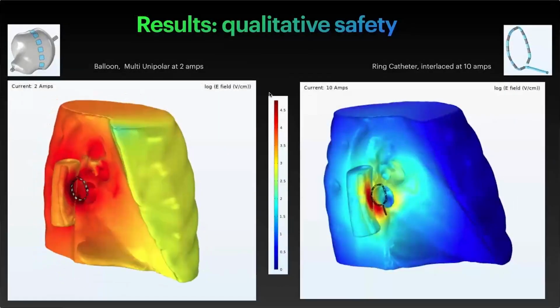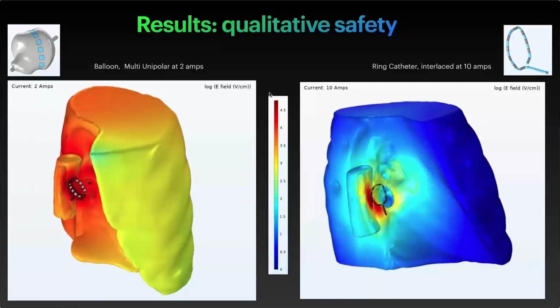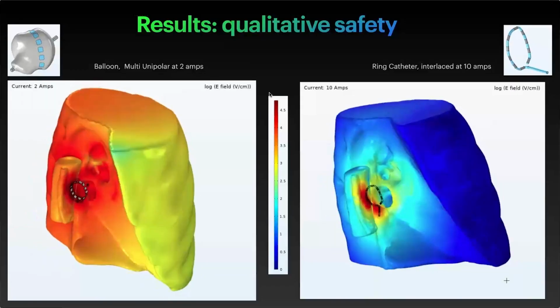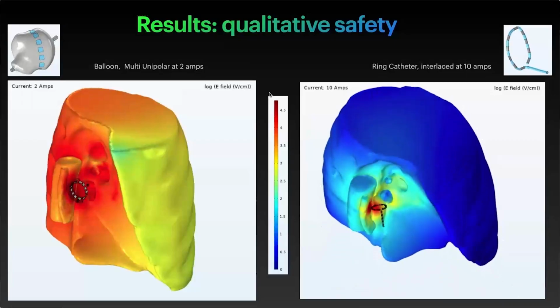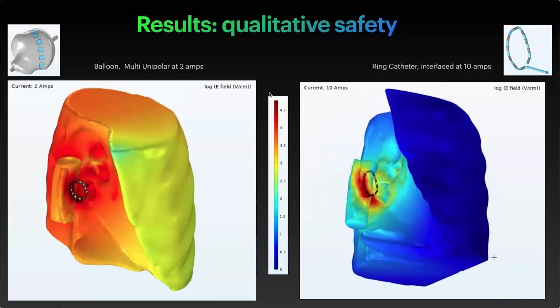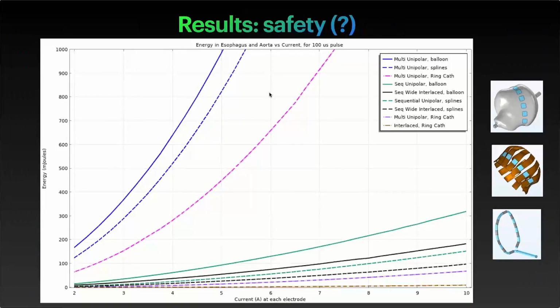So here are two of the strategies that we use qualitatively. I'm going to have to go faster here because the time is ending. You can enjoy this later at your leisure. Let me just try to get to the main results. These are very similar to before, mainly telling that if you use a multi-unipolar arrangement, you are going to have a lot of energy dissipated extracardiac, outside the heart.